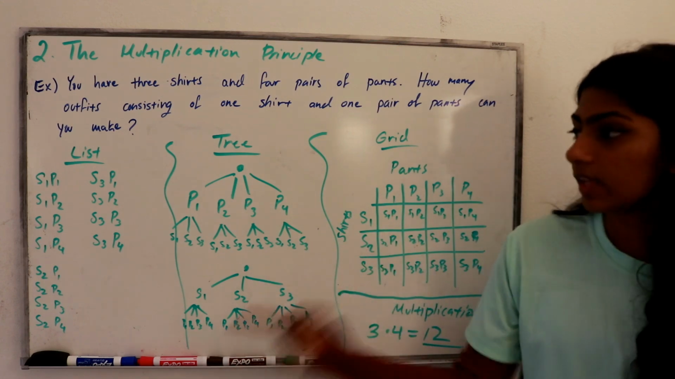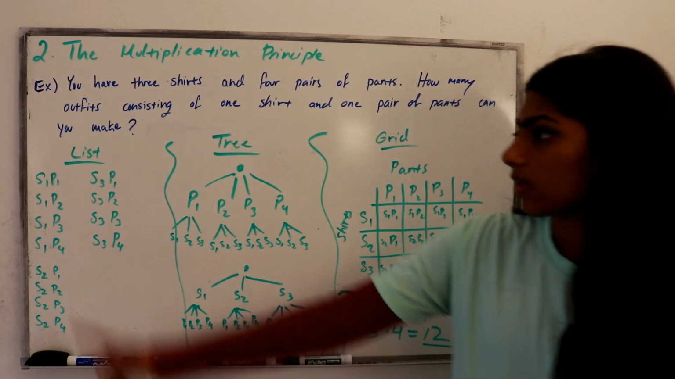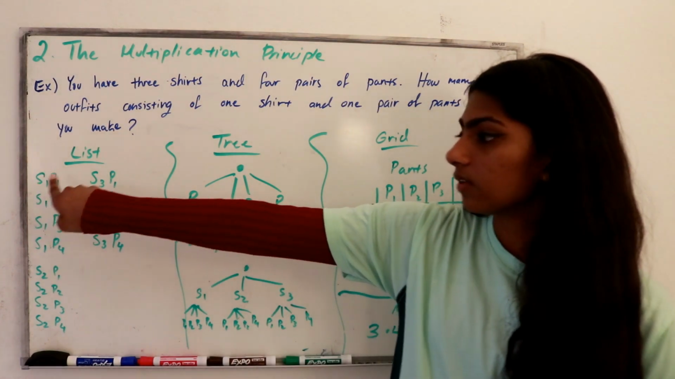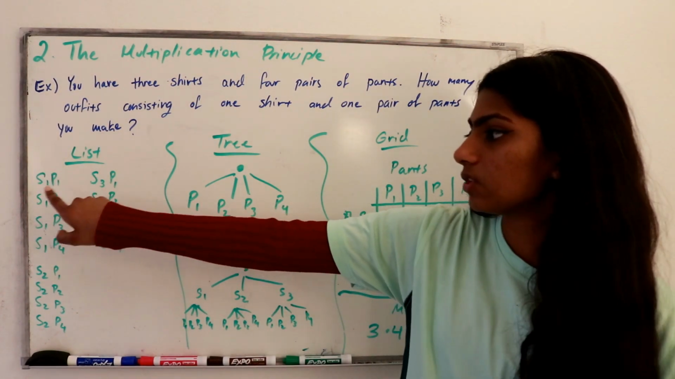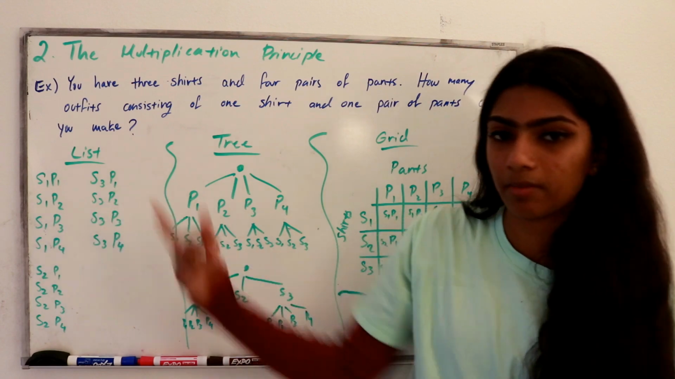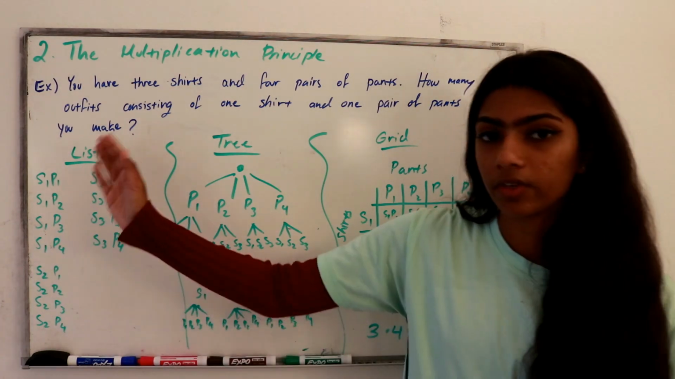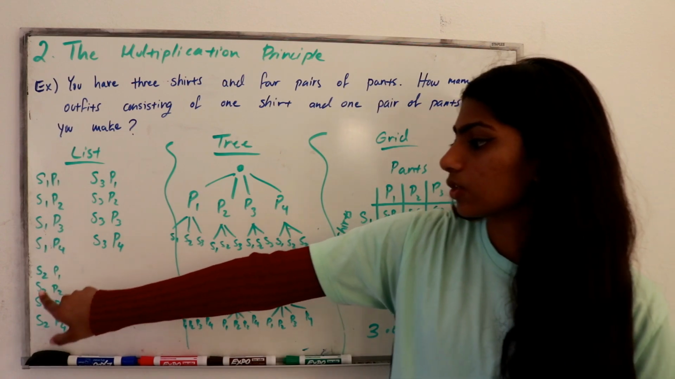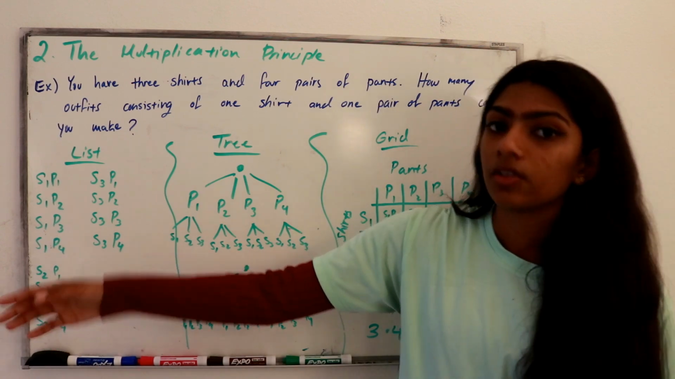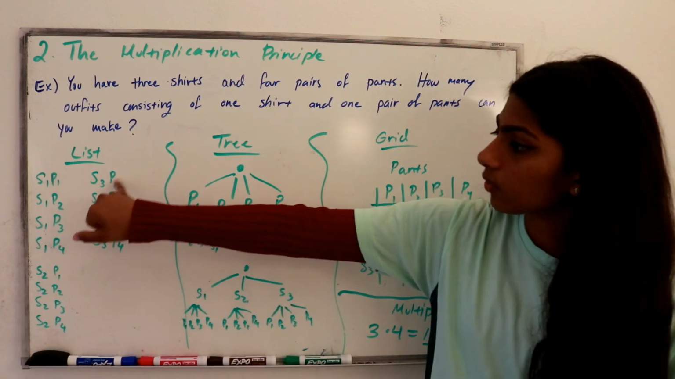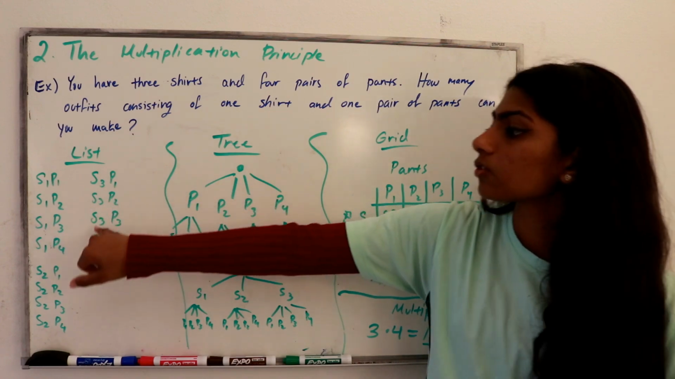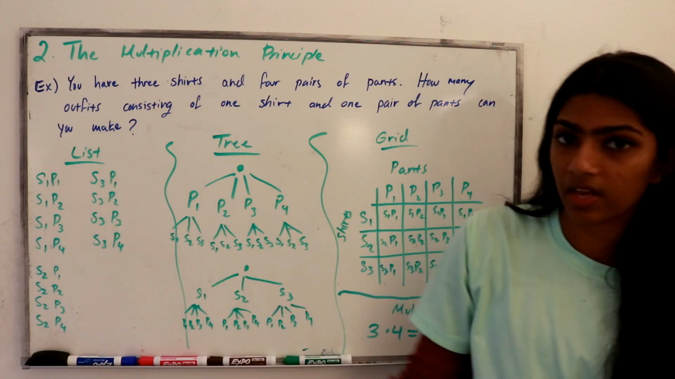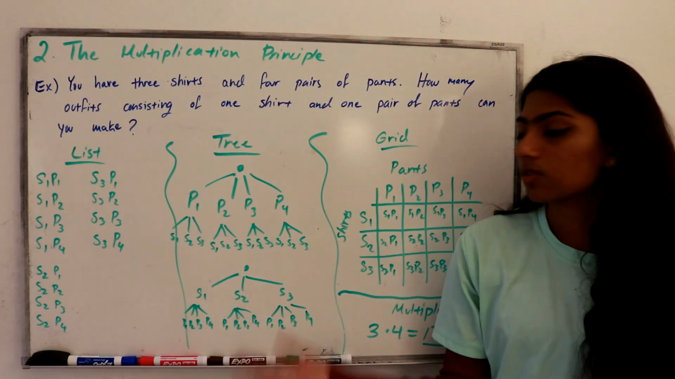First, you can make a list and see the different combinations. So you can have shirt 1, then pant 1, shirt 1, then pant 2, shirt 1, then pant 3, and then shirt 1, then pant 4. You're going to keep going with all the different shirts and all the different pants. So then it's shirt 2 and pant 1, shirt 2, pant 2, shirt 2, pant 3, shirt 2, pant 4, and then shirt 3, pant 1, shirt 3, pant 2, shirt 3, pant 3, and shirt 3, pant 4. Another way you can do this is with a tree.